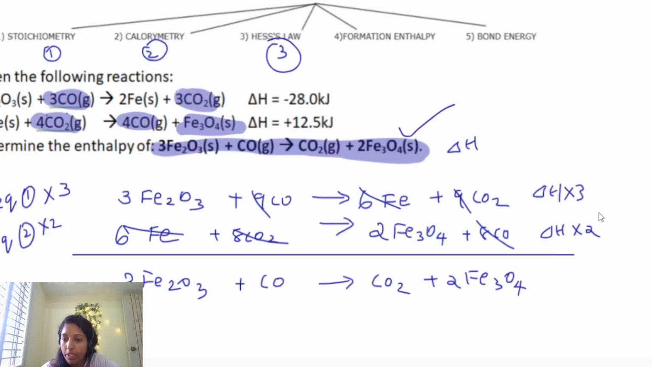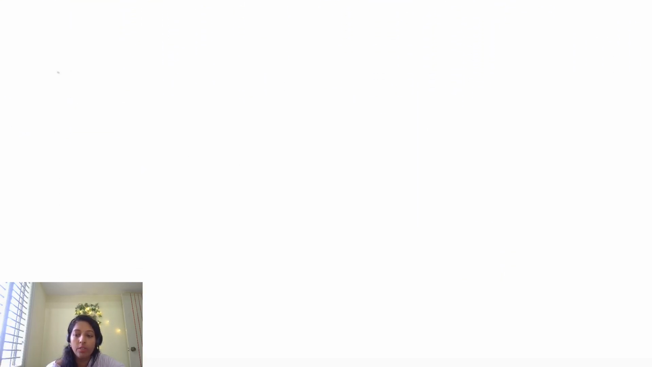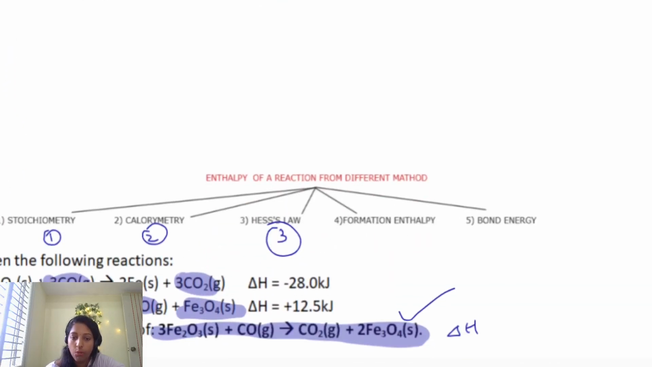And the delta H will be, see, I'm just writing, this is delta H1, this is delta H2, and we just add delta H1 plus delta H2. Okay, that's all about Hess's law. Okay, and then next we are calculating the formation enthalpy thing.